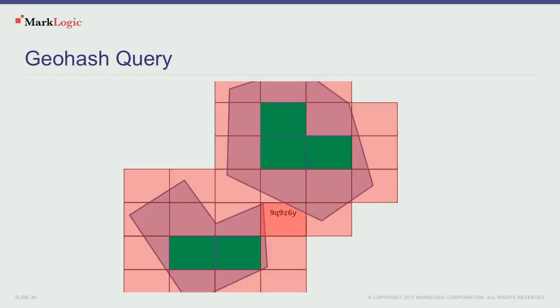One important thing to note about this is that just because the geohashes match doesn't mean the regions match. In this example, even though these two regions share a common geohash, the regions don't actually intersect. So you can end up with false positives from the geohash index, which have to be resolved using a filter step.